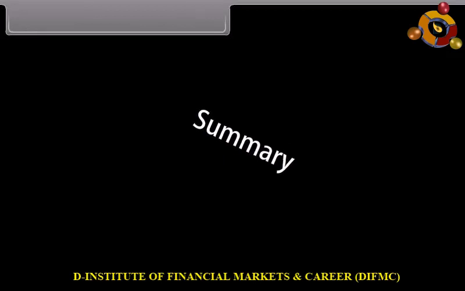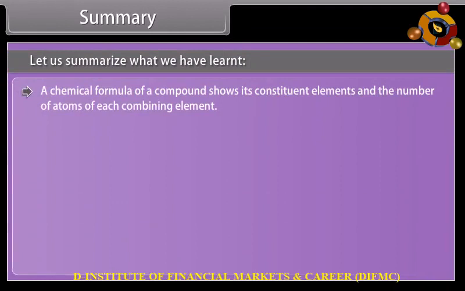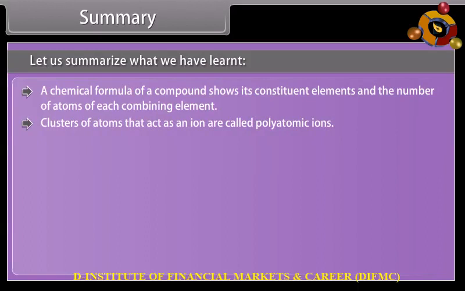Summary. Let us summarize what we have learned. A chemical formula of a compound shows its constituent elements and the number of atoms of each combining element. Clusters of atoms that act as an ion are called polyatomic ions.